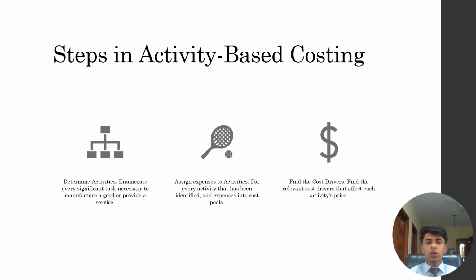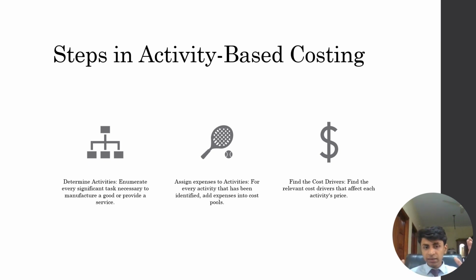Well, then we talk about the steps included in activity-based costing. First of all, the first step is identifying the activities. We start off by listing activities involved in the production process or the service delivery process by the organization. Each activity should represent a significant part of resource consumption.